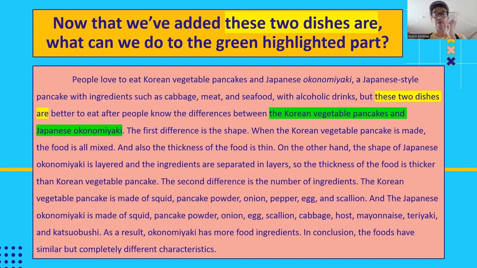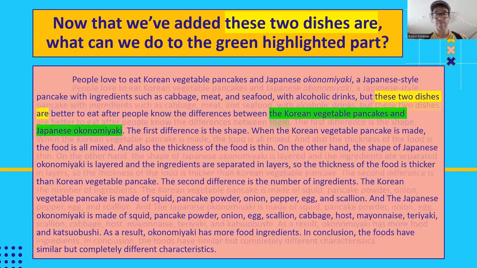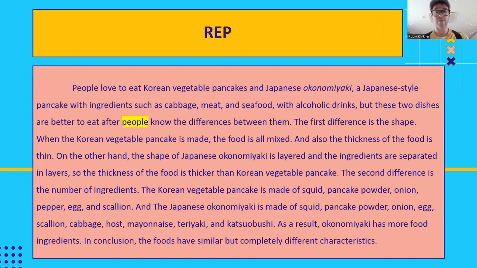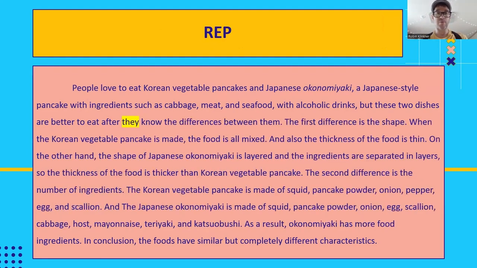what can we do to the green highlighted part? We actually don't need to restate word for word the things we're referring to. We can just use a pronoun. These two dishes, because these two dishes are better to eat after people know the differences between them. All right. People. So that's repetitive. People, people. So we don't need to say people, we could just say they. Because we use people here. Okay.